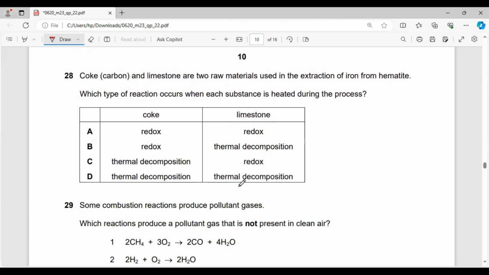Coke and limestone are the two raw materials used in the extraction of iron from hematite. Which type of reaction occurs when each substance is heated during this process? When coke is heated, it is a redox reaction. And when limestone is heated, it is a thermal decomposition of limestone. So option B is correct.